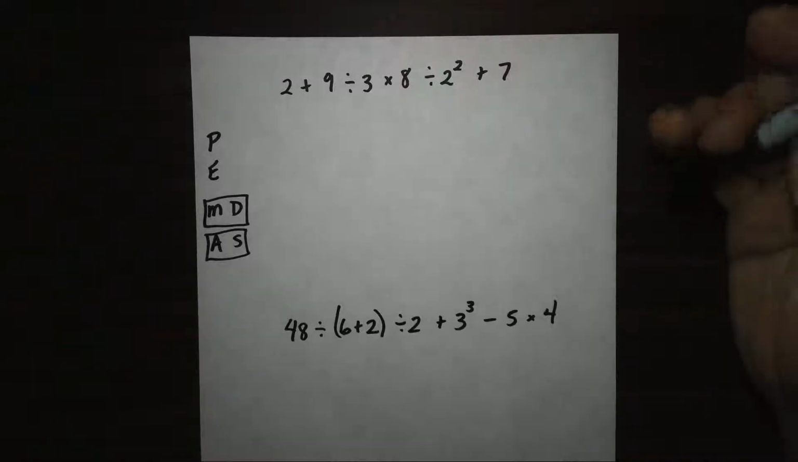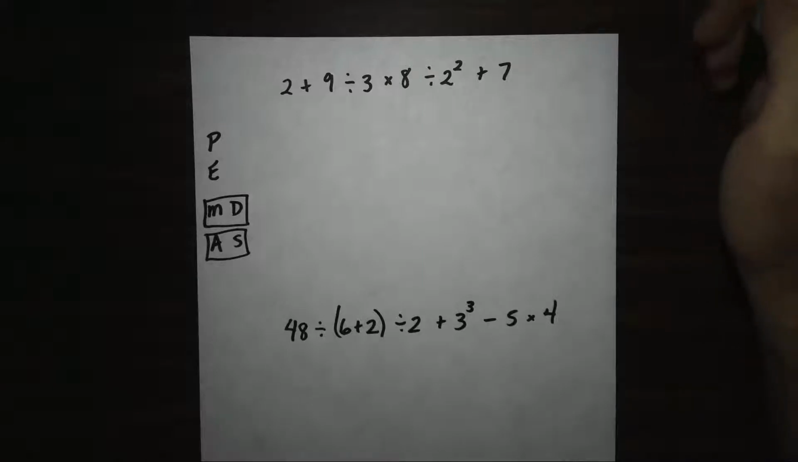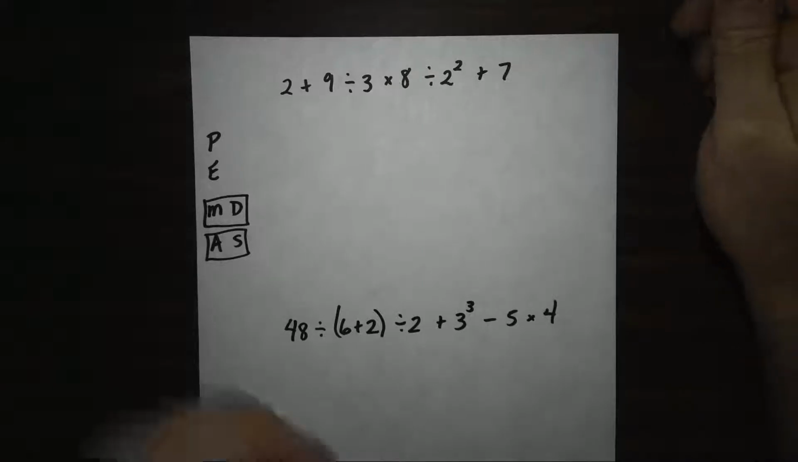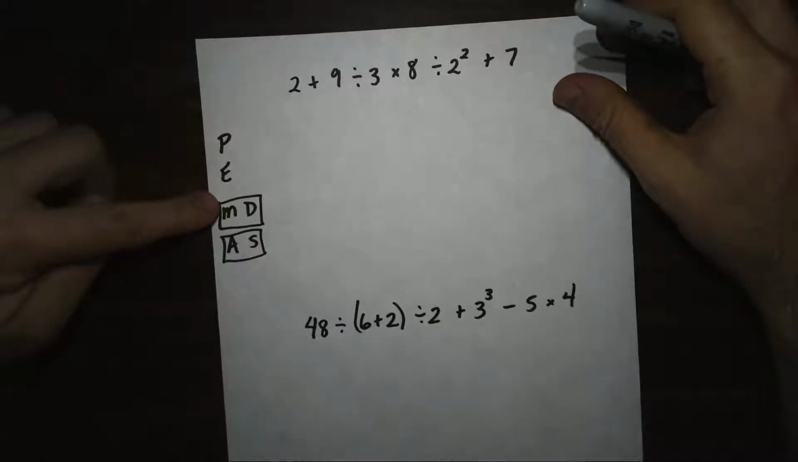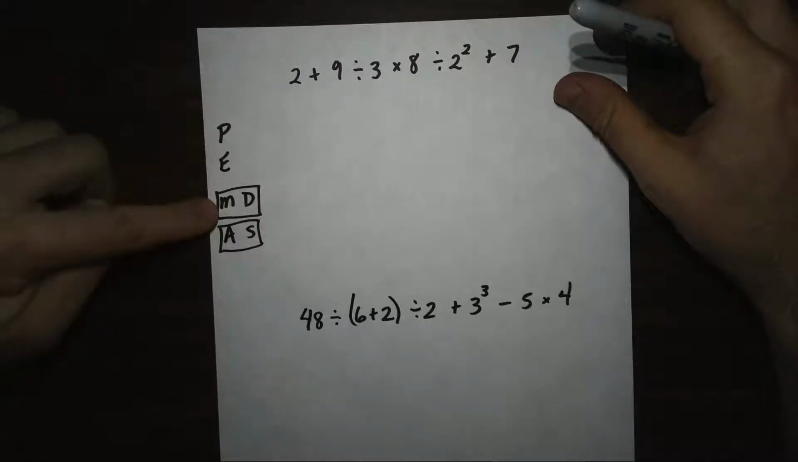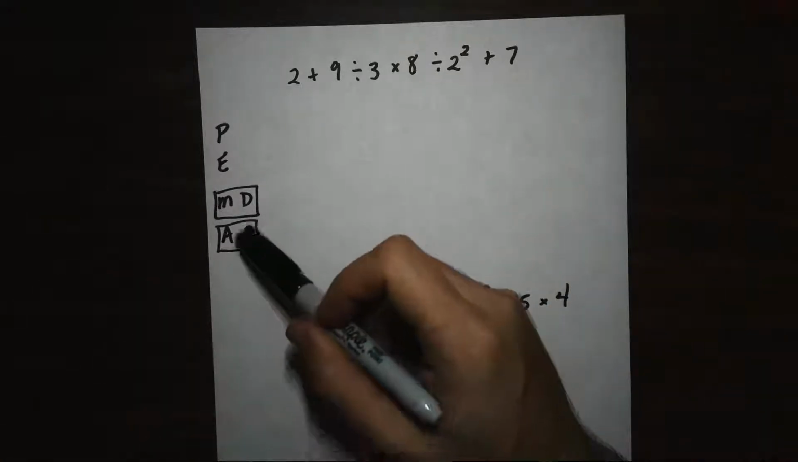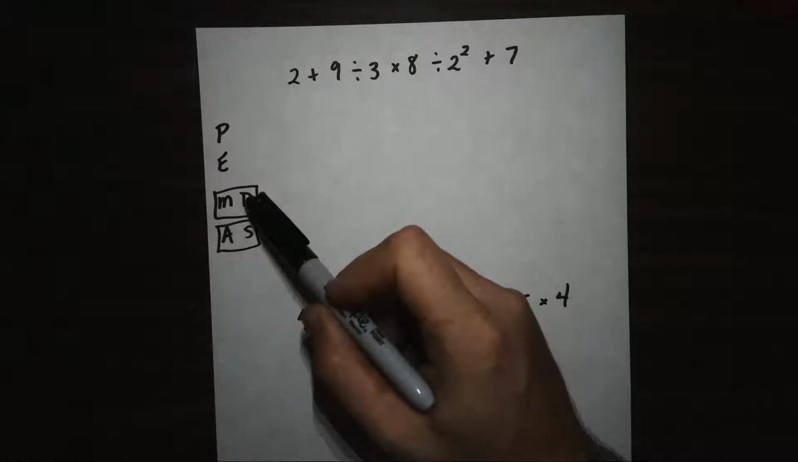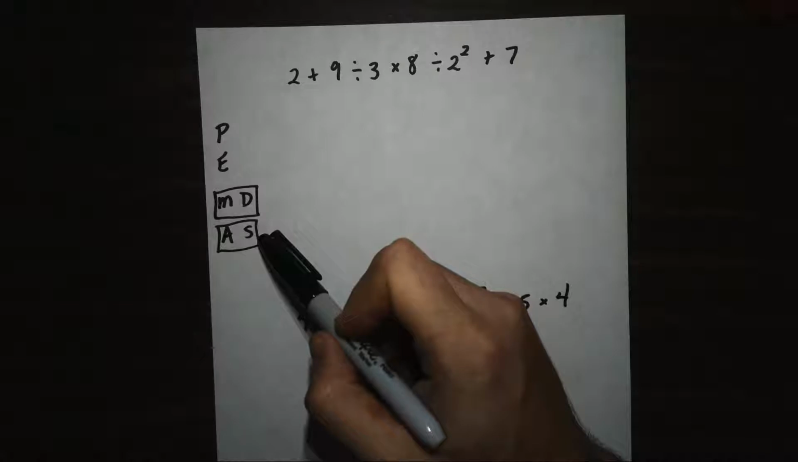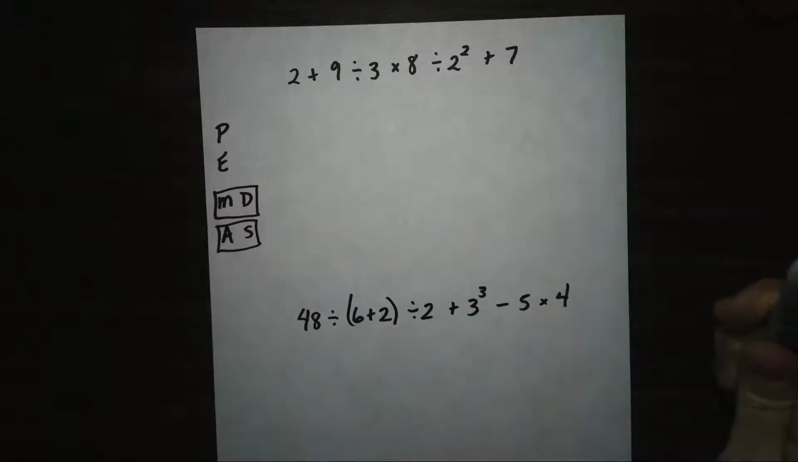Alright, in this video I'm going to look at some examples of how to evaluate expressions using order of operations. And the order of operations is parentheses, exponents, multiplication and division from left to right, and addition and subtraction from left to right. These are boxed off on purpose to help us remember that it doesn't matter which one comes first, multiplication or division, and addition or subtraction. It matters what order they are in, from left to right.